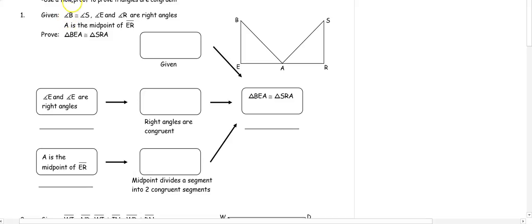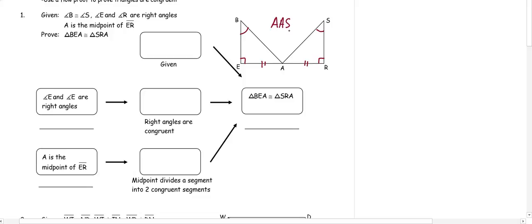We're going to start the same way we would before, though. We're going to look at our given and mark what we know on the triangle. So we know that B is congruent to S. We know that E and R are right angles. Remember, when you have right angles, that means they are congruent to each other. And we have that A is the midpoint of ER, so that means A is bisecting the segment into two congruent parts. So this method would be angle, angle, side. Now we can start our flow proof.